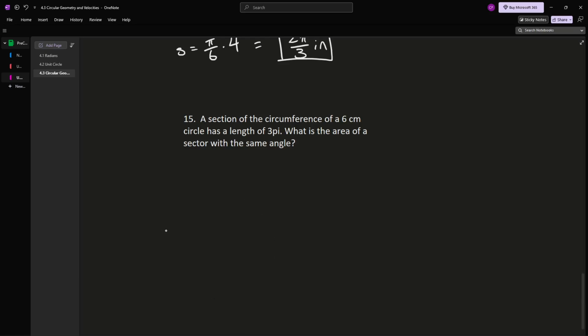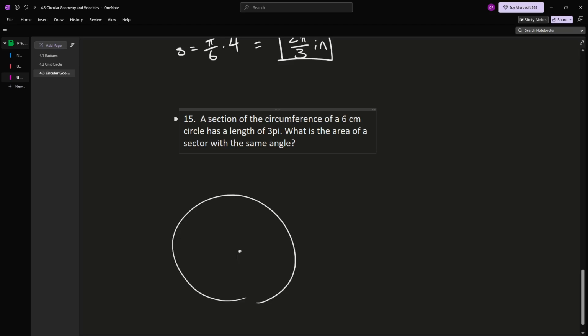I have a circle. The section of a circle. The section of a circumference. This actually is worded weird. But a section of circumference is the arc length. Because the circumference is the whole arc. And then a section of it is a piece of the arc.